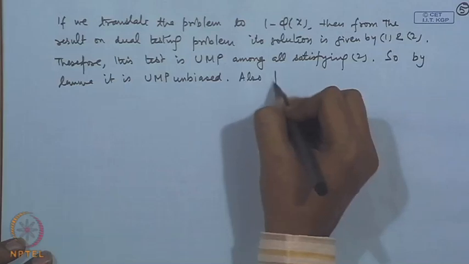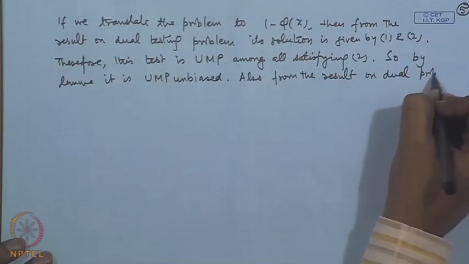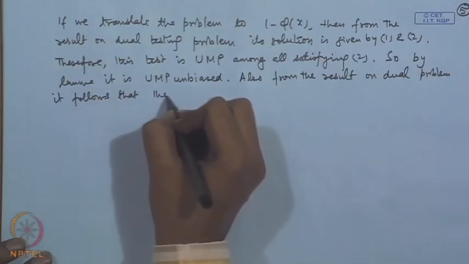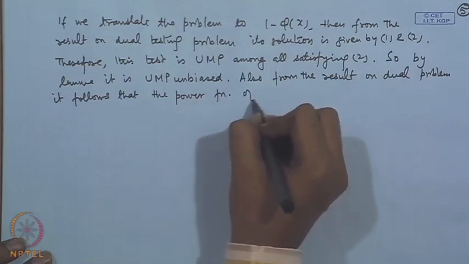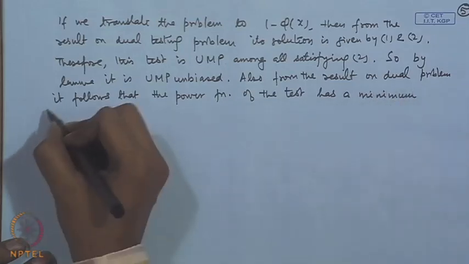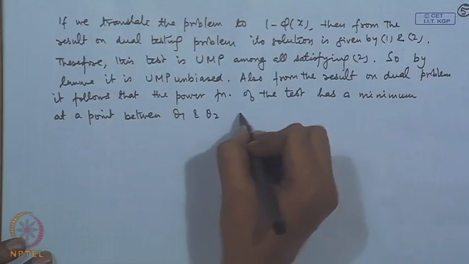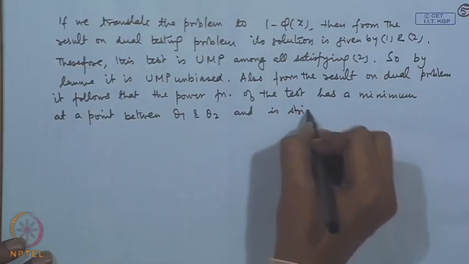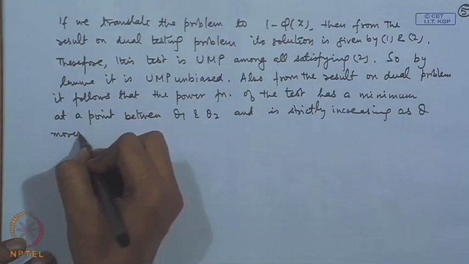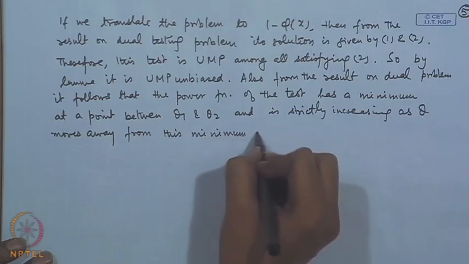Also, from the result on the dual problem, it follows that the power function of the test has a minimum at a point between theta 1 and theta 2 and is strictly increasing as theta moves away from this minimum in either direction.